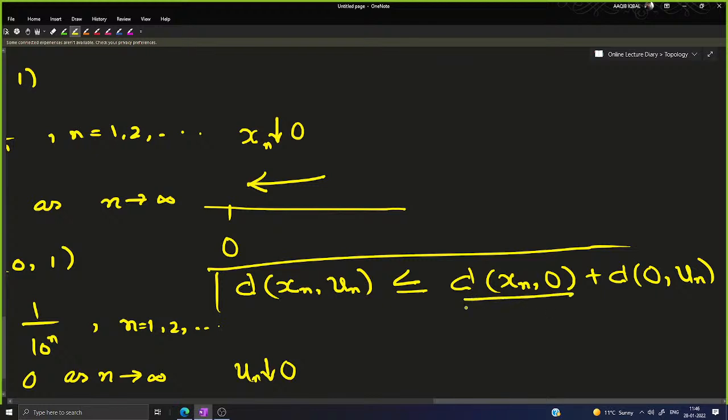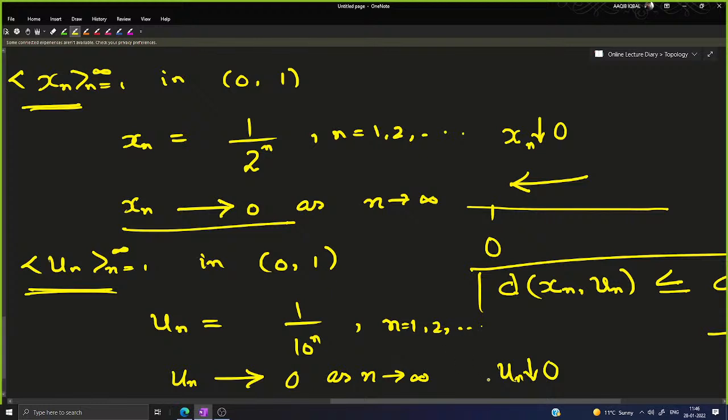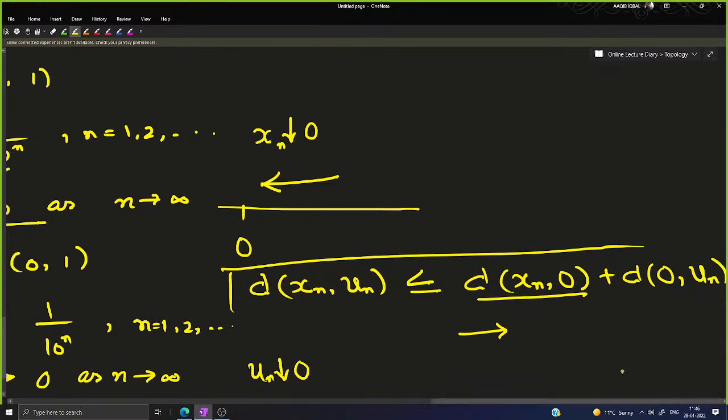Now this distance between xn and 0 goes to 0 as n goes to infinity. Why? Because the sequence xn is converging to 0. So therefore the distance between xn and 0 will be 0 in the limit. Same is the case here. The distance between 0 and un will go to 0 in the limit because un also converges to 0. So both these distances converge to 0 in the limit, so their sum also converges to 0. So this plus this goes to 0 as n goes to infinity.